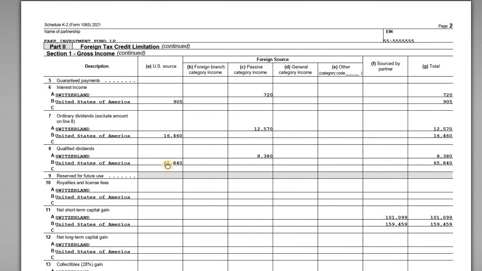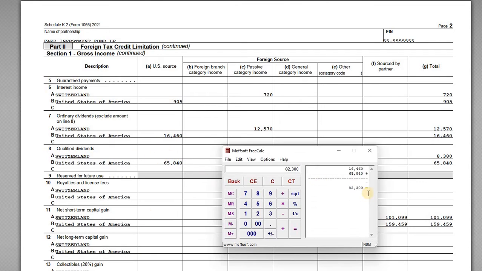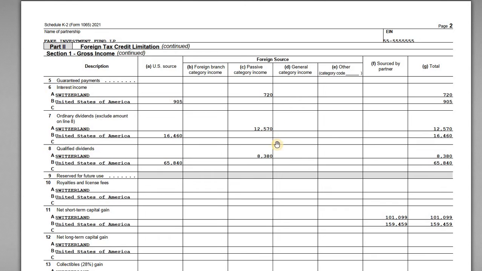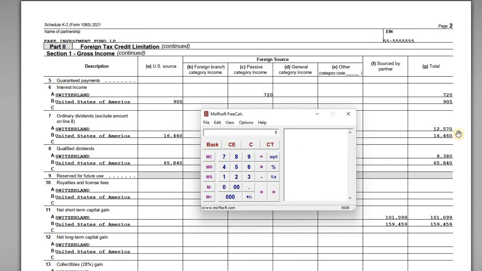So non-qualified, qualified, and if I add them together, I get my 82,300 in U.S. source dividends. Same issue here with the foreign source side. So we use the brokerage statements to figure out, okay, of the Swiss dividends that we receive, what portion is qualified, what's non-qualified, and we separated those out here, foreign source, passive category income.